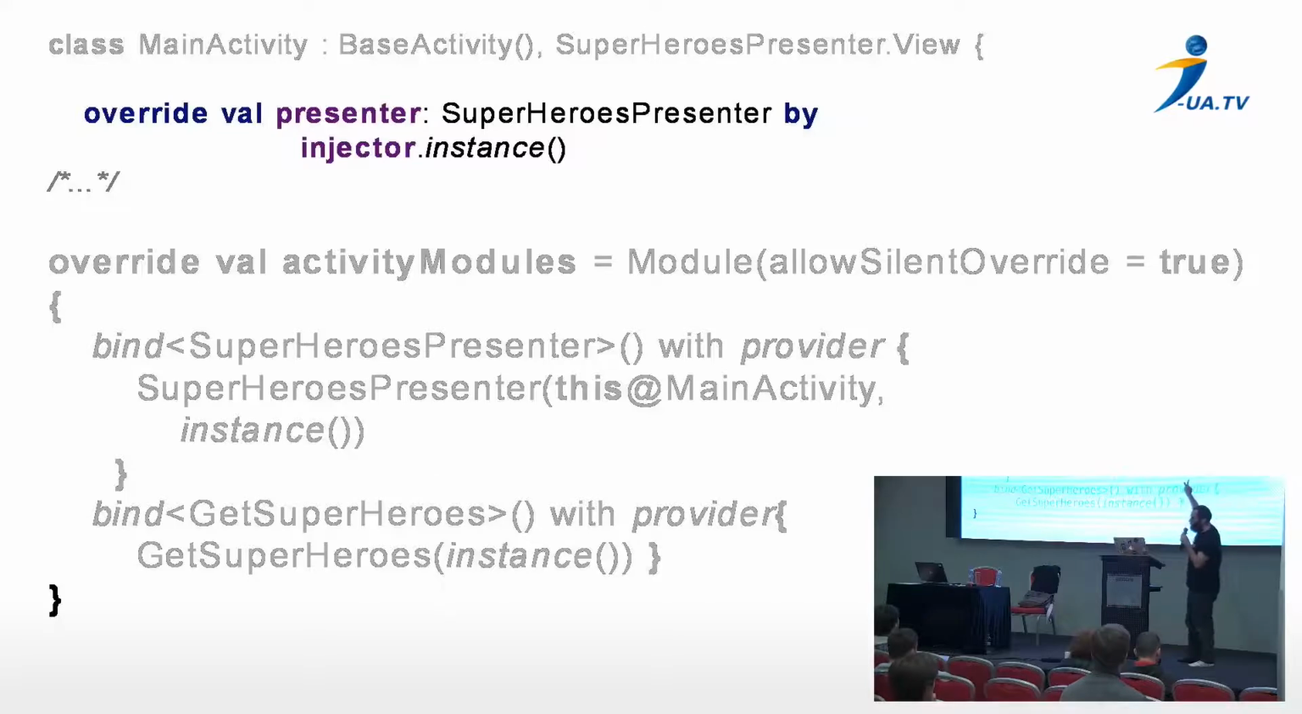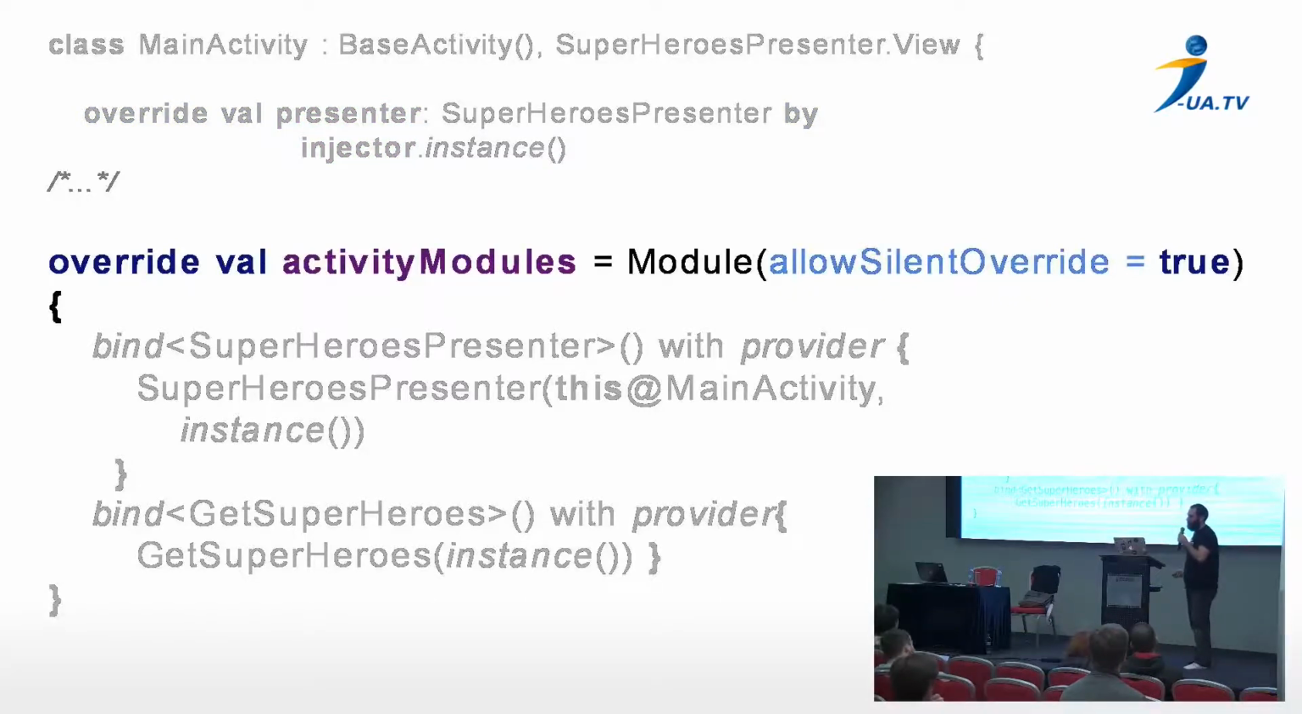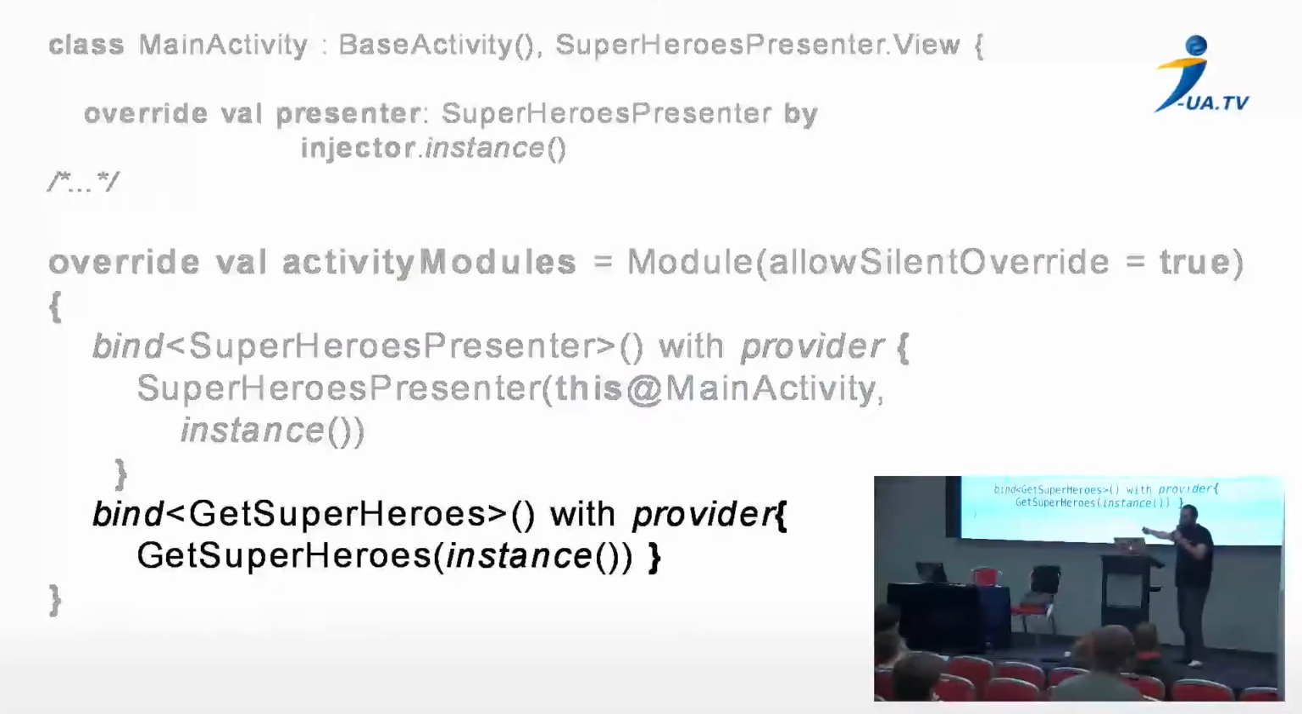Like that, using delegated properties to take a value. In this case, you request from the injector a version of the superhero presenter, and what do you do there? You have a module, and this allows an override, so you can override the graph at testing time. What we are doing is binding for this superhero presenter. This instance is going to search for a binder for this kind of class. In this case, the get superheroes is going to be provided by this one, and this instance, which is the repository, is going to be provided from the application module. Easy. And this is everything that you need to write to have Kodein working.